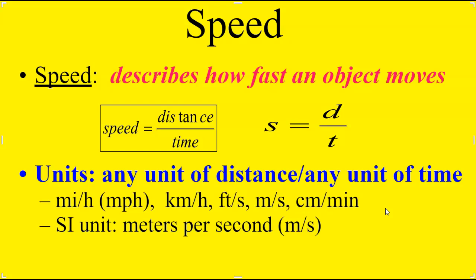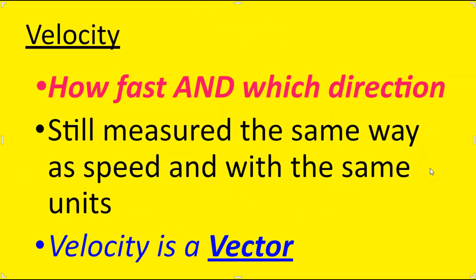Speed is what we will use those two measurements to calculate. So speed describes how fast an object moves. Mathematically, it is distance divided by time, which if we use any unit of distance per any unit of time, such as these common units, we have speed. Speed is the same thing as velocity, except the only difference is, because it's measured in the same way, is how fast it is and which direction. Therefore, velocity is a vector because it is calculated exactly the same way and has the same units as speed.